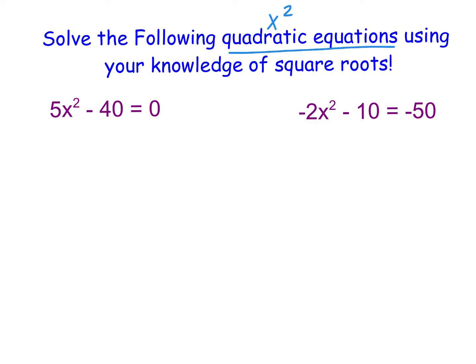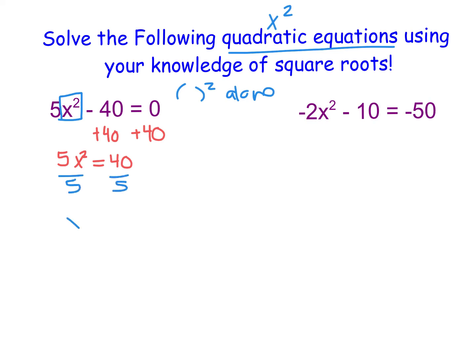Now, in order to solve either of these quadratic equations, we need to get the part that is squared alone. So in this case, we need to get x squared by itself so that we can undo that squared function. We're going to start here by adding 40 to each side in order to get that squared alone. So we have 5x squared is equal to 40. Then we divide both sides by 5, and we get x squared is equal to 8.